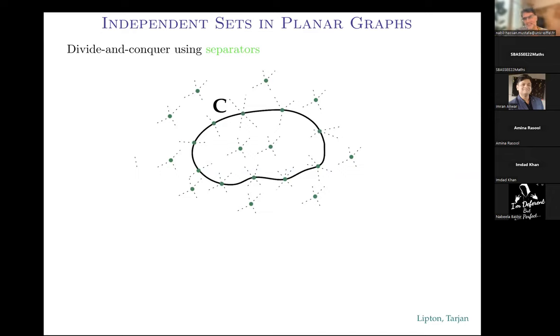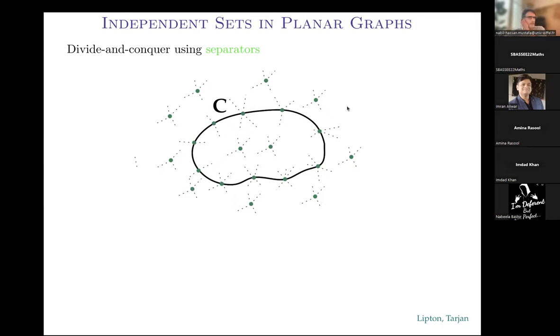So I've written it visually as a curve. By the way, can you see my pointer? Yes, we can see. Okay. I've drawn it geometrically, but these are the vertices, and that's what's called a separator. It's a subset of vertices. Here I've drawn it as a curve because we're talking about planar graphs and it's kind of visual.